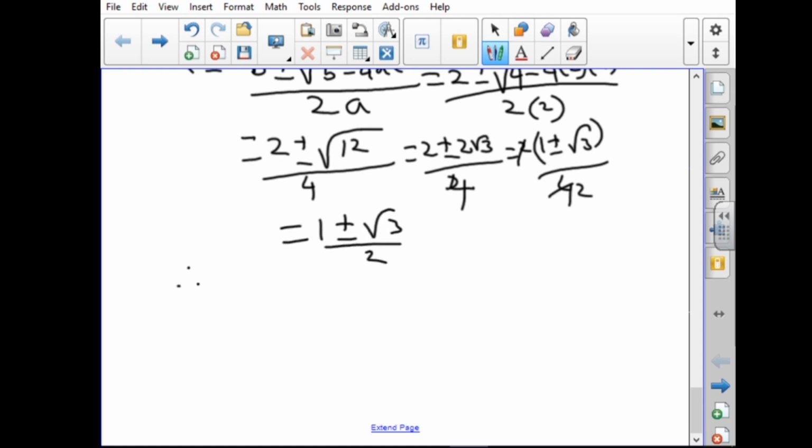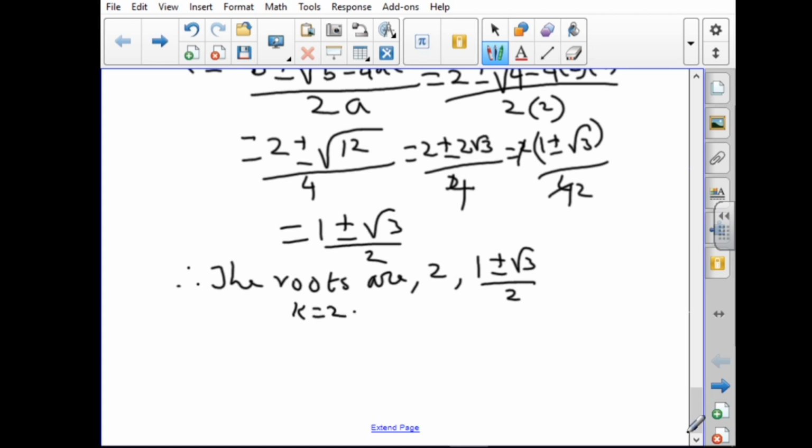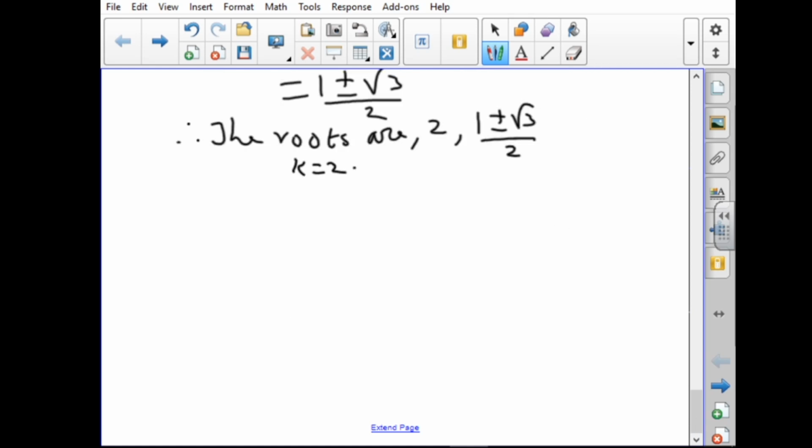Therefore, the roots are 2 and 1 plus or minus root 3 by 2. So here we have the 3 roots, and the value for k is equal to 2. So hence we have done this problem. Now coming to question number 6.